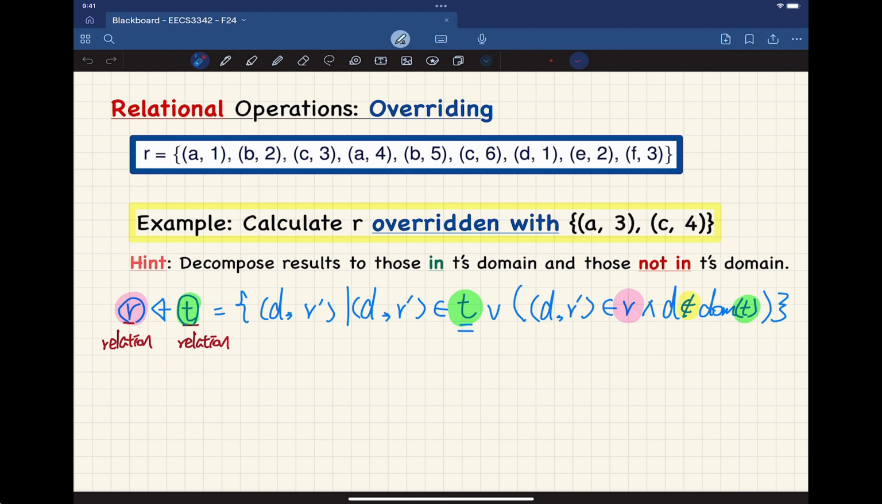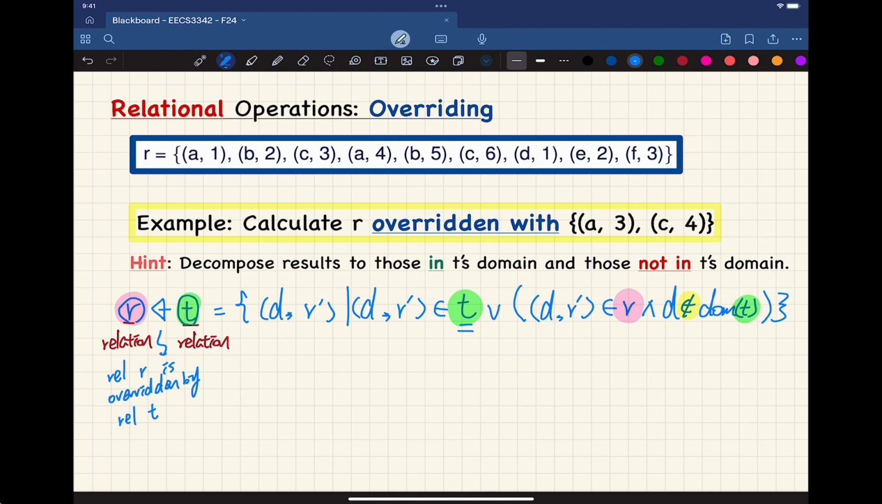Overriding. This will be the symbol. And just remember, for overriding, it's a binary operator. We have relation and relation. You would say a relation R is overridden by relation T. So you would say something like the relation R is overridden by another relation T. And the result from this binary operation is just another relation.